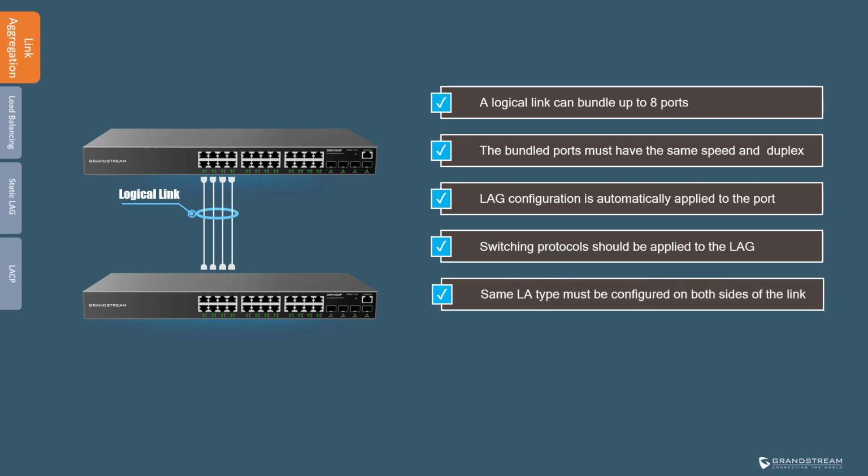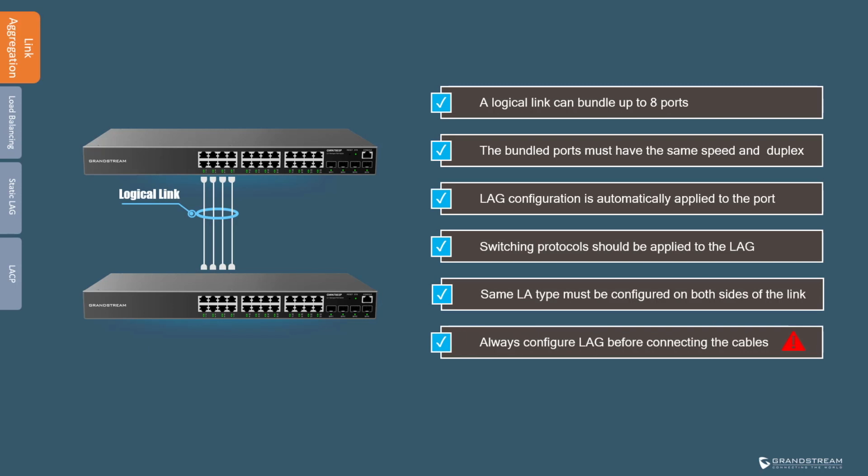Always make sure the same link aggregation type on both ends of the logical link is used. For instance, if you configure one end to use dynamic link aggregation using LACP, the other end must support LACP to establish the logical link. It is very important to create the link aggregation group on both ends before connecting the cables. Using multiple Ethernet cables between two devices before the LAG is created can cause a bridging loop, especially when spanning tree is disabled, and this is something you definitely want to avoid.